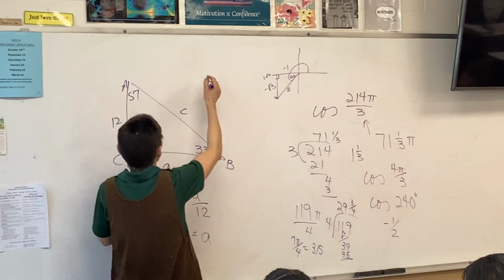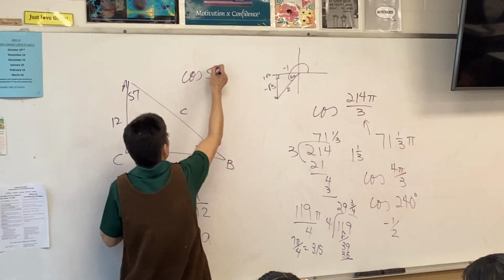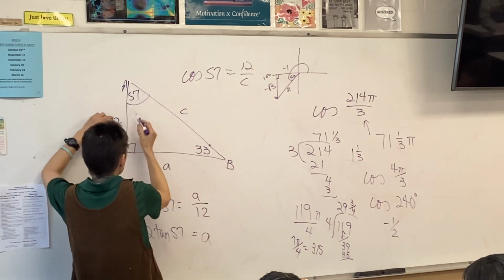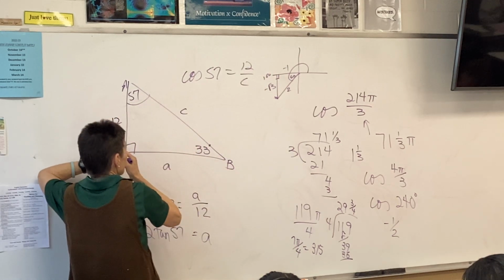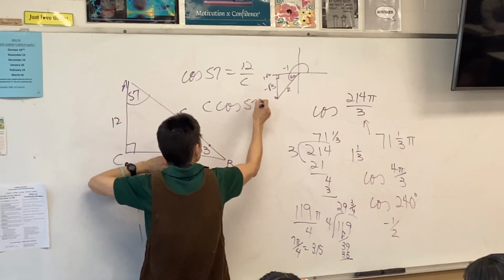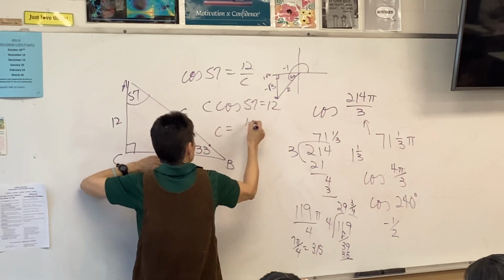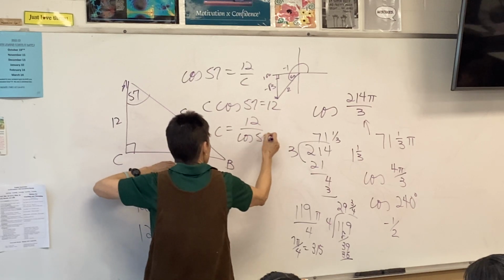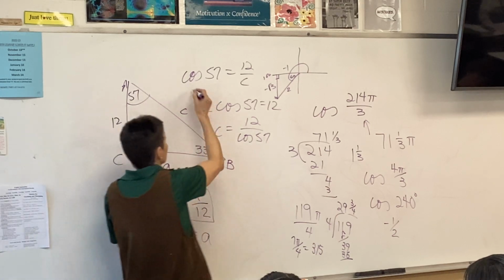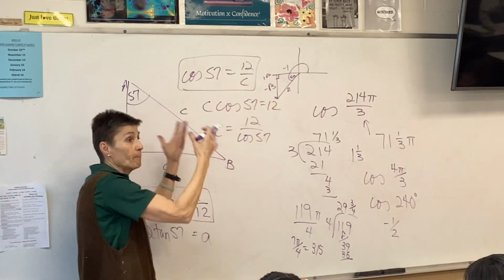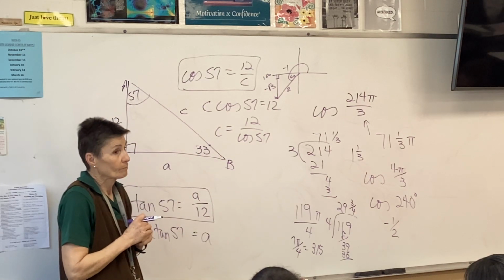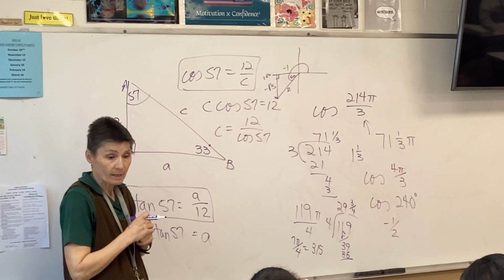Then you can say something like cosine 57 equals 12 over C. Cosine is adjacent over hypotenuse. So C cosine 57 equals 12, and C is 12 divided by cosine 57. Now again, these are not the only equations, but they are examples of equations that you would need to solve this problem, right, Kamara?